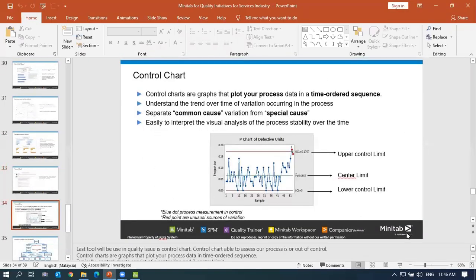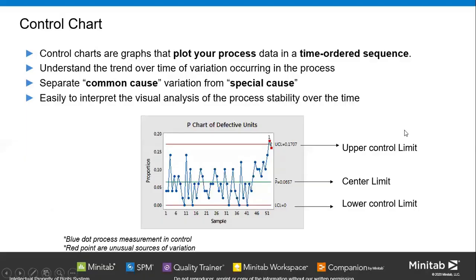Okay, so we need to go to another tool. I think okay. So the last portion is about the control chart. A control chart is a graph that plots your process data in time order sequence. So from the control chart, actually we want to separate the common cause variation from the special cause variation. So in the control chart, we want easy visualization for analysis. So we have the upper control limit here, we have the center line, we have the lower limit.